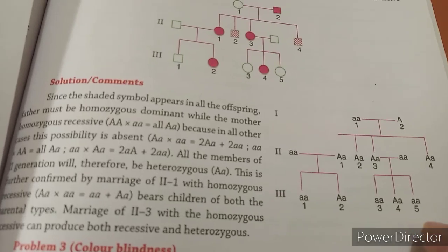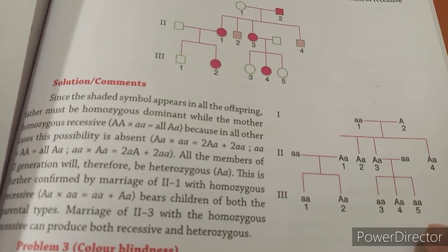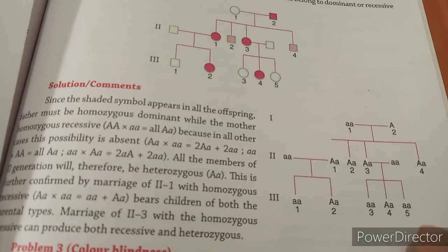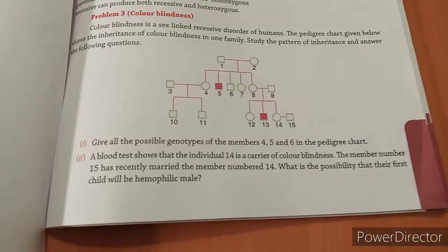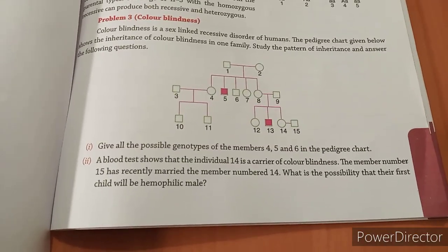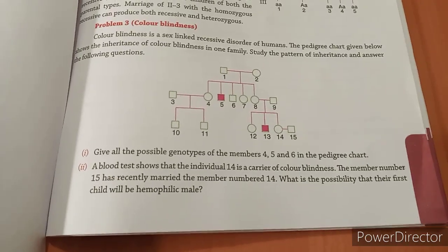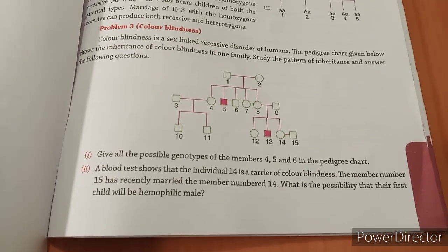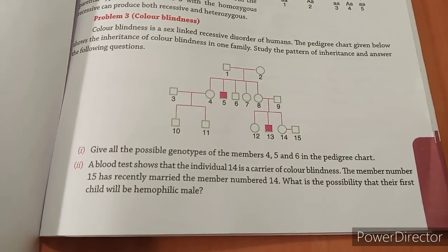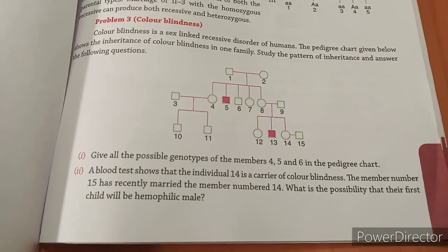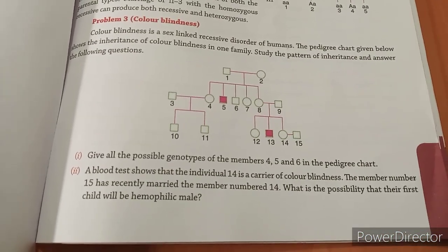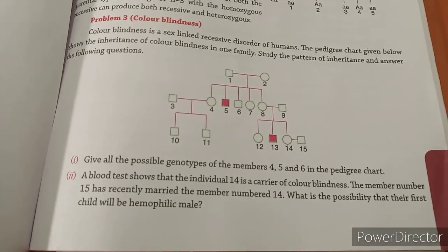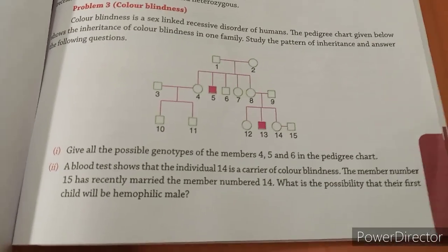So, this is the analysis of the pedigree chart that is provided to us for the widow's peak. Coming to the last pedigree chart, that is the color blindness. Now, as I have already explained to you, color blindness is a sex-linked recessive disorder. Now, below is the pedigree chart, which is showing the inheritance of color blindness in one family. We have to study this and answer the questions which are given here. So please study it carefully.